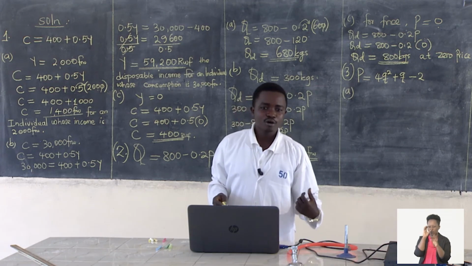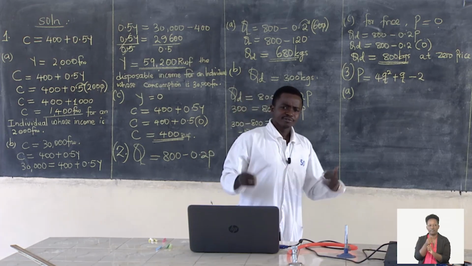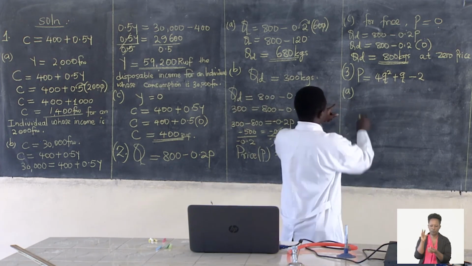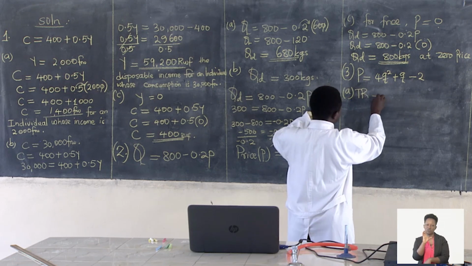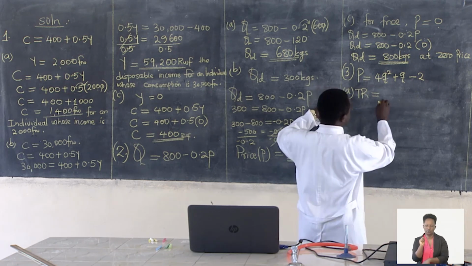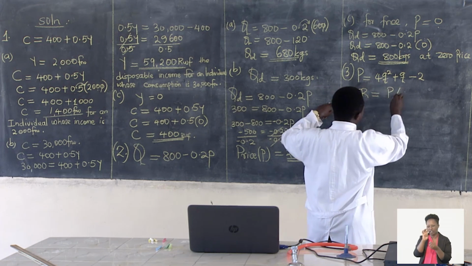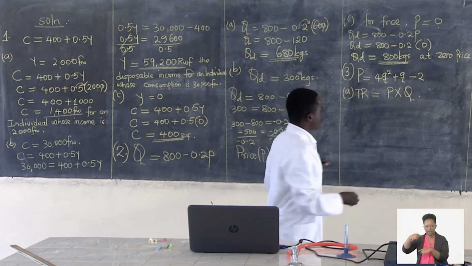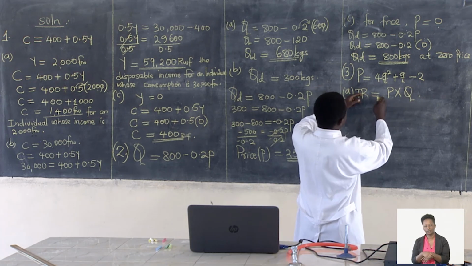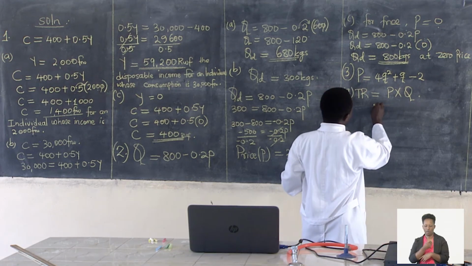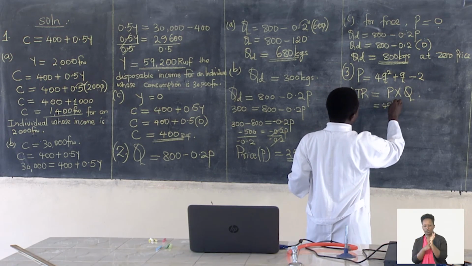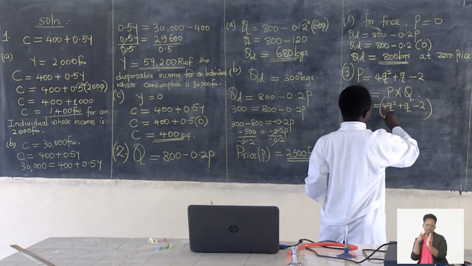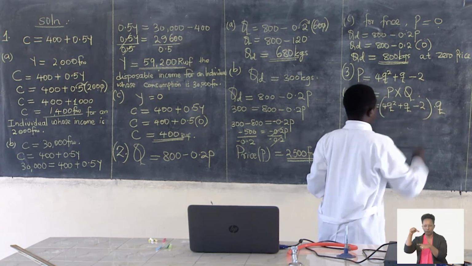Now, part A of our question, if this is the demand equation, they are asking us to find the total revenue function of the firm. We know that to get total revenue, you take price times quantity. This is a formula, price times quantity. So in this case, we have our price here, 4Q squared plus Q minus 2. Then we multiply by quantity.